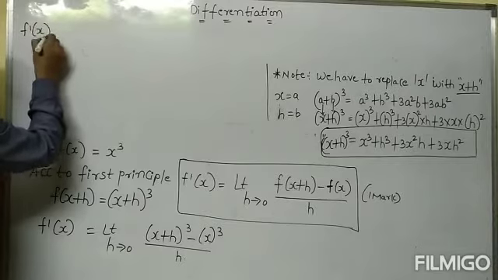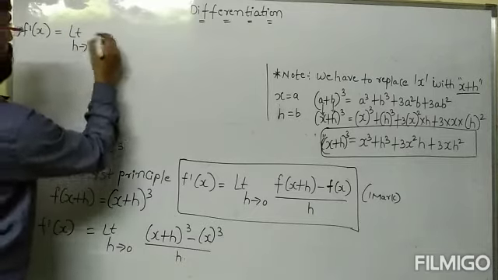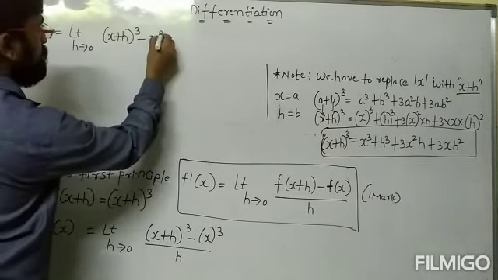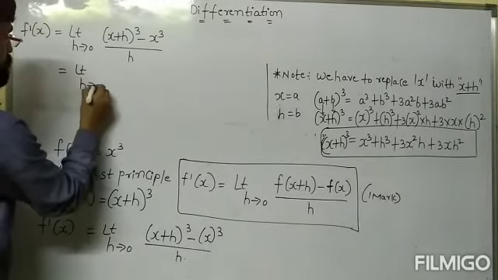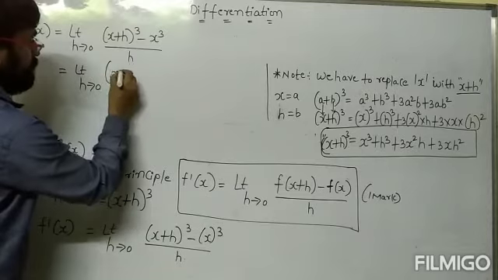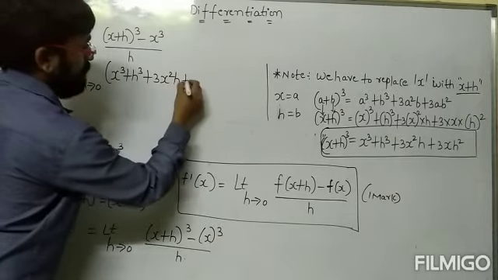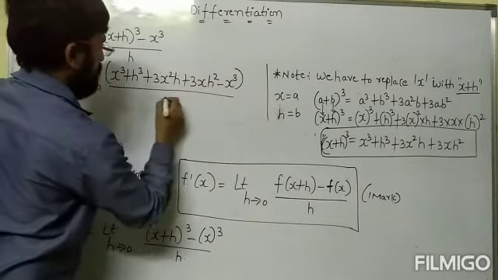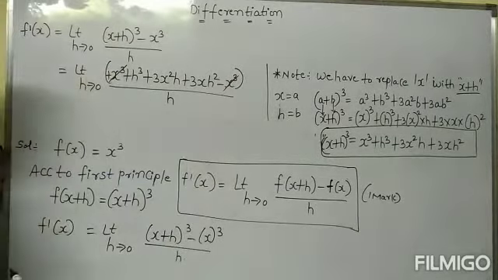Here, f dash of x equals to limit h tends to 0, this is x plus h whole cube minus x cube by h. Now, same limit, substituting the x plus h whole cube formula: x cube plus h cube plus 3x square h plus 3x h square minus x cube by h. So x cube minus x cube gets cancelled.